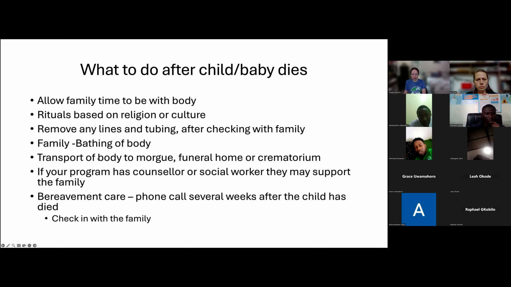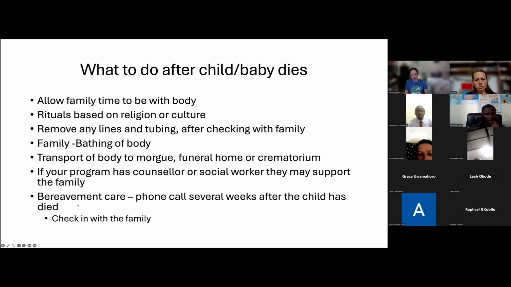Then we help with transportation of the body, either to the morgue or the funeral home. Many times in many cultures, people just bring the body home with them and bury the child back in their village. Ideally, we assist with that transportation in some way. If you have a counselor or social worker or psychologist, someone in your facility who can meet with the family and give some counseling and support, that's very good.